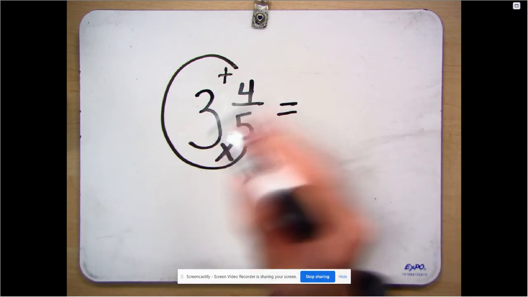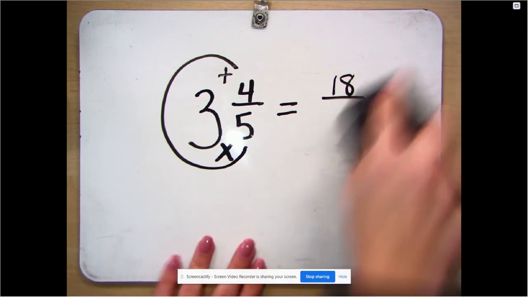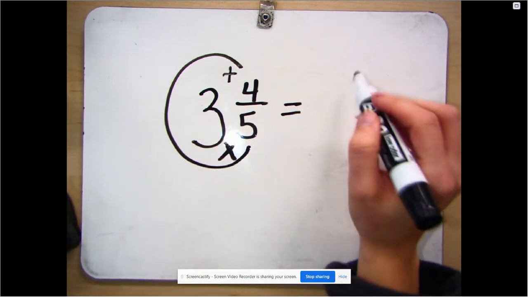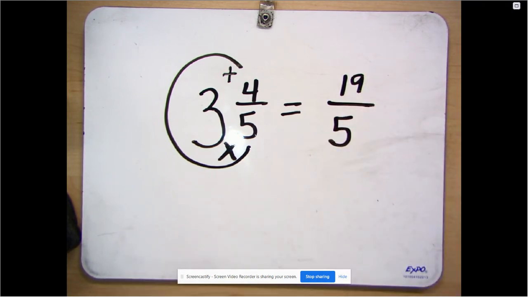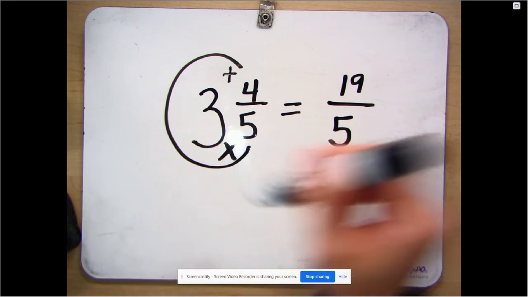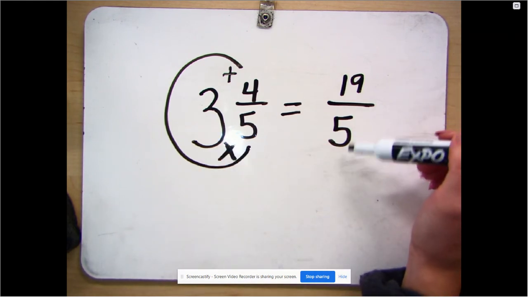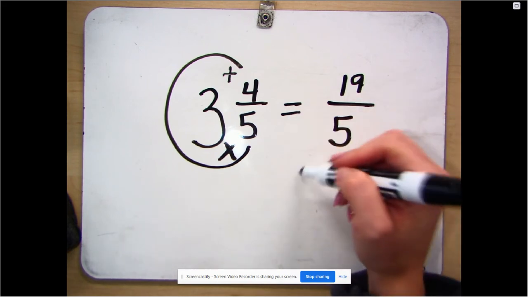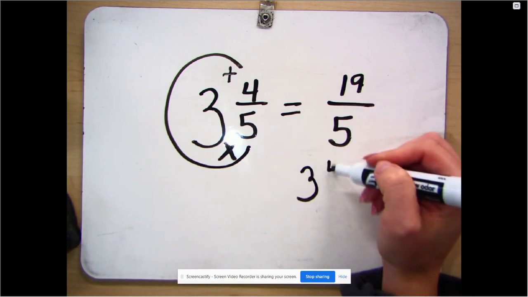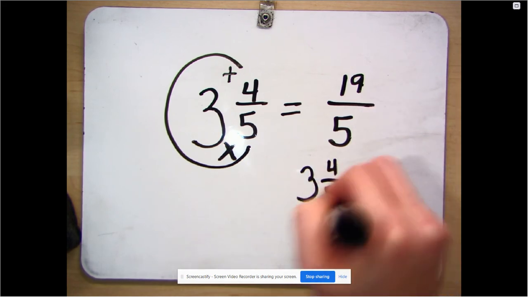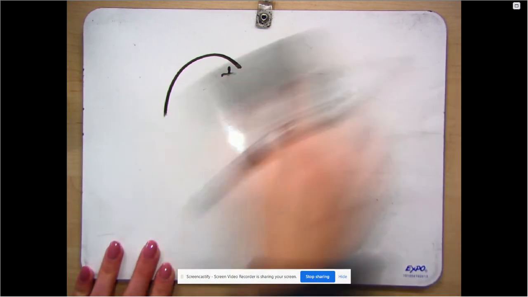Okay, did you multiply 5 times 3 was 18? Oops, 5 times 3 is 15, plus 4 more is 19. 19/5 is equivalent to 3 4/5. And I can double check my answer by asking myself, how many times does 5 go into 19? 3 times. And then how would I get to 19 from 15? There'd be 4 more. So I got the same number that I started with. I am right. All right, erase. Let's try another one.